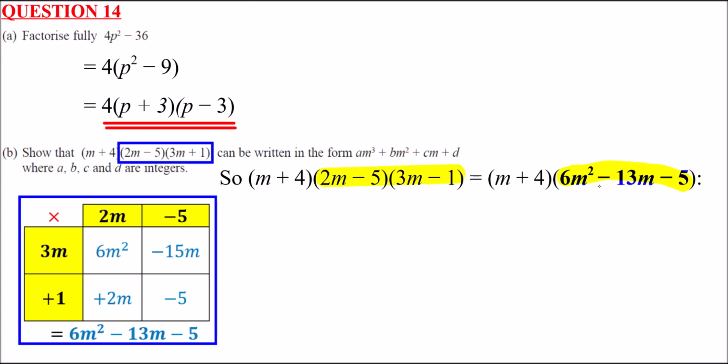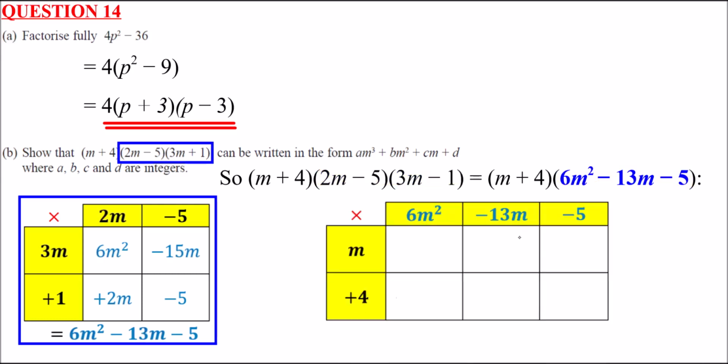We can now do this in exactly the same way. Using the box method, along the top we can write 6m squared minus 13m minus 5, and down the side we can write m plus 4. So first box, 6m squared times m is 6m cubed, minus 13m times another m is minus 13m squared, minus 5 times m gives minus 5m, 6m squared times 4, 6 times 4 is 24, so that gives us 24m squared, minus 13m multiplied by 4 gives minus 52m, and minus 5 multiplied by a positive 4 gives us minus 20.